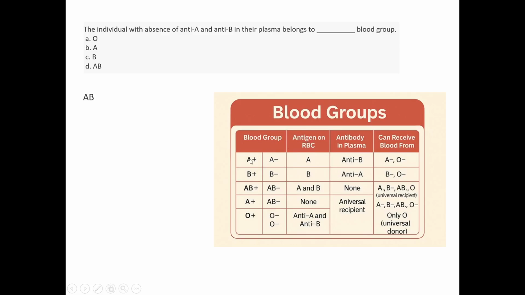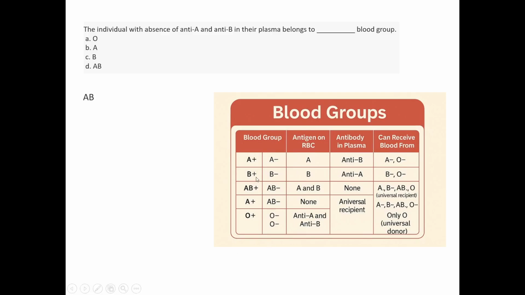So your antigen on this is A, and the antibody which can be produced in the blood of this is B. They can receive blood from A negative or O negative because they cannot produce antibodies against A. And O already does not have any antigens, so that will also not stimulate the production of any antibodies. And since it is negative for RH, they can easily receive the blood.